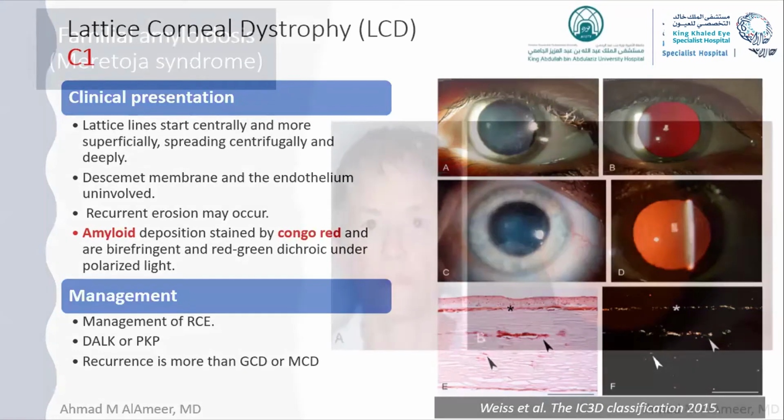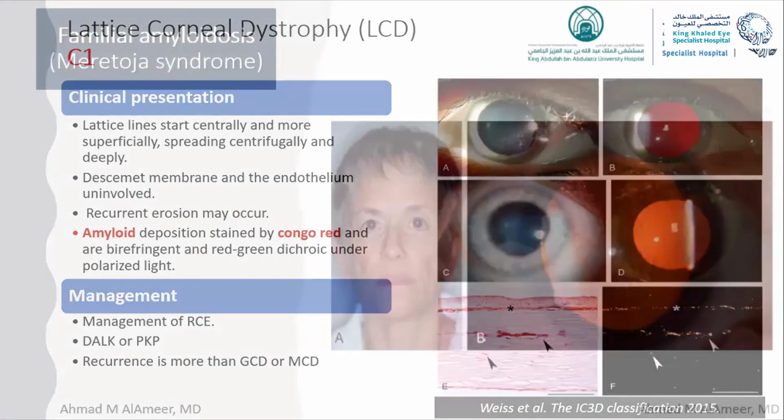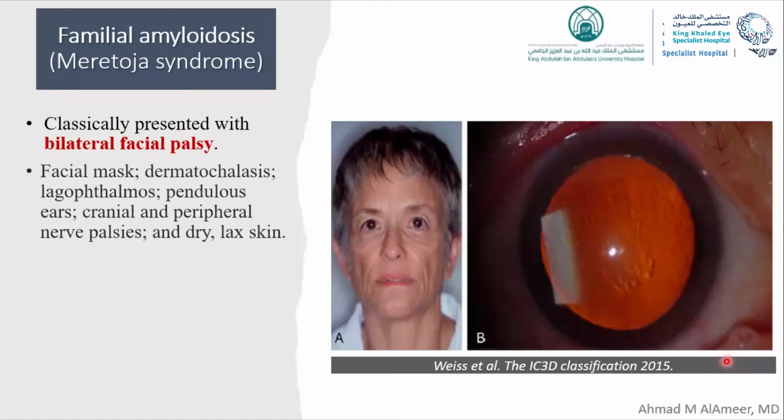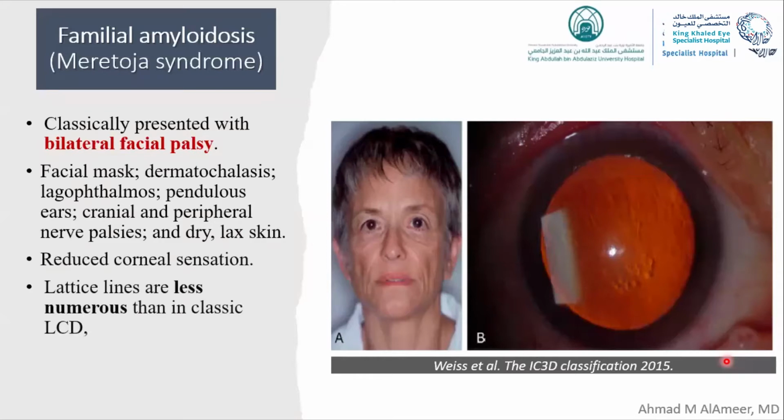So this is familial amyloidosis or Meretoja syndrome. Historically, it was called lattice type 2 or Gelsolin type. It's not a true dystrophy, but rather a systemic amyloidosis. It's an autosomal dominant disease. They present with bilateral facial palsy. They have a characteristic facial mask, dermatochalasis, lack of expression, cranial and peripheral nerve palsies, dry, lax skin. The lattice lines are less numerous than in classic lattice corneal dystrophy and start in the periphery and spread centrally. It's the opposite of lattice corneal dystrophy.